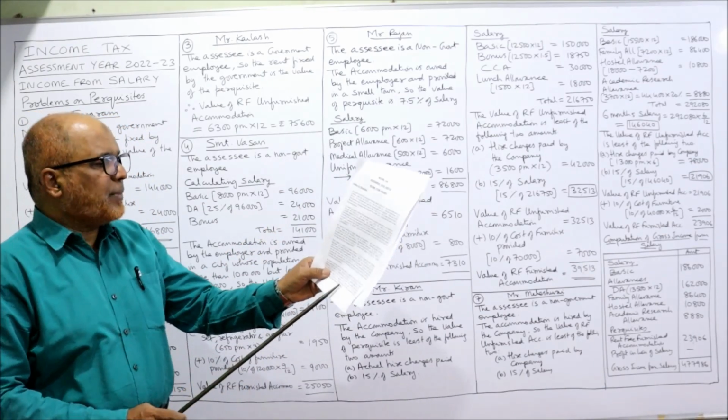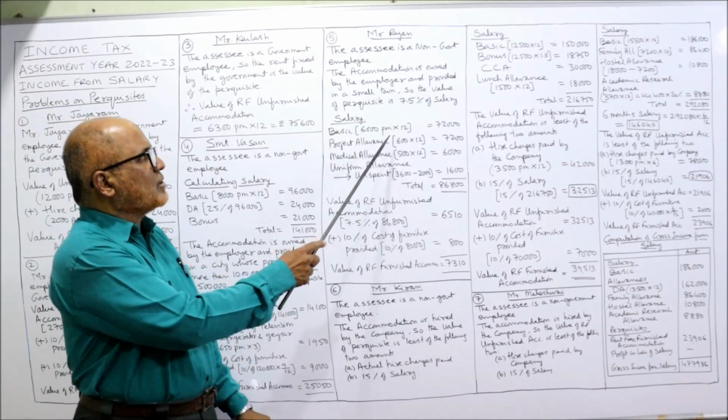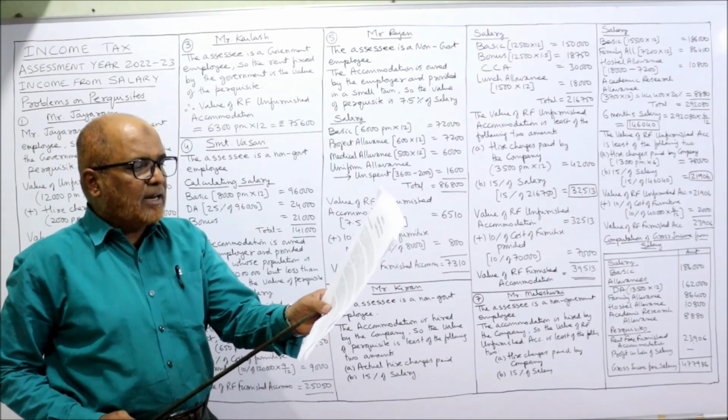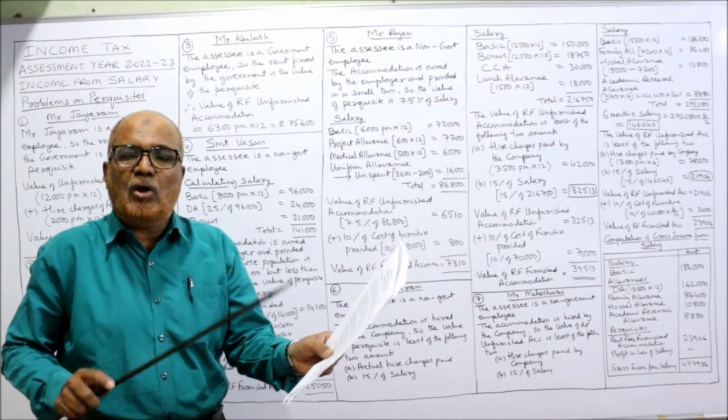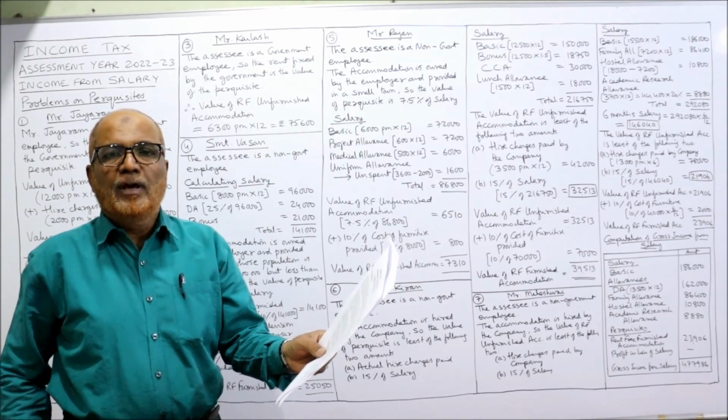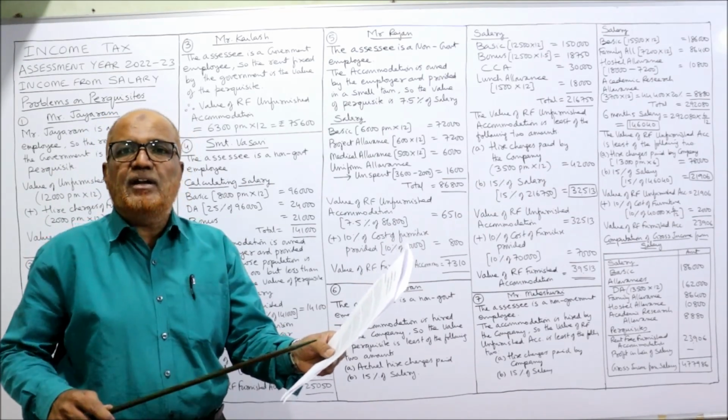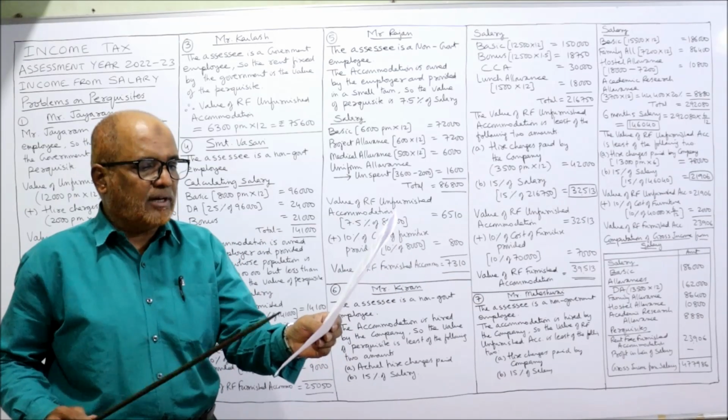Basic pay is given as 6,000 per month, so 6,000 into 12 is 72,000. Second one, DA. We should not take it because DA is not entering for retirement benefit. In the previous problem, DA was given as entering for retirement benefit, that's why we had taken it. Now we will not take it.